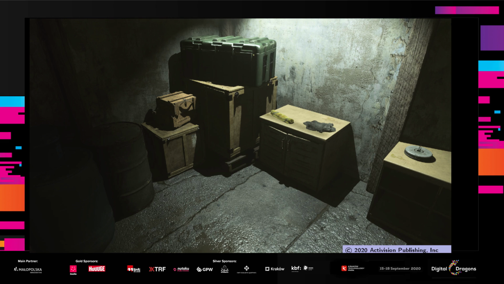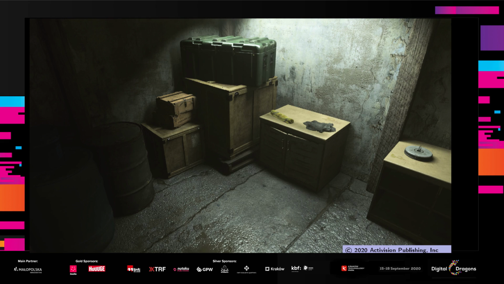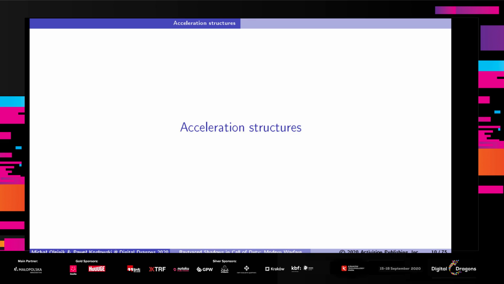So how do we go from hard shadow maps to soft ray traced area shadows without obliterating the performance? First, we have to build acceleration structures.